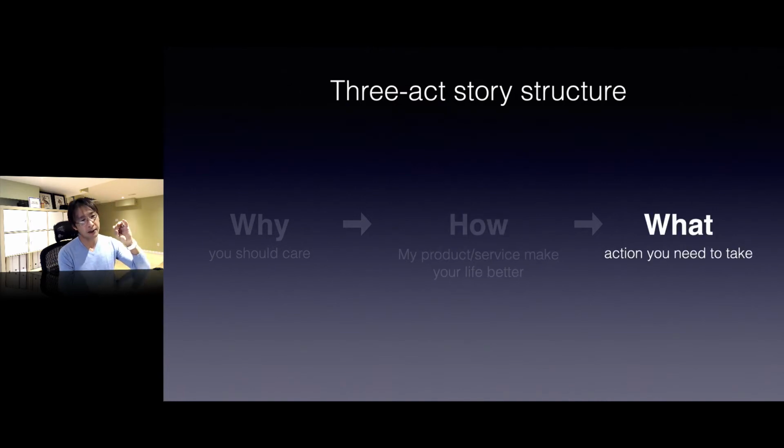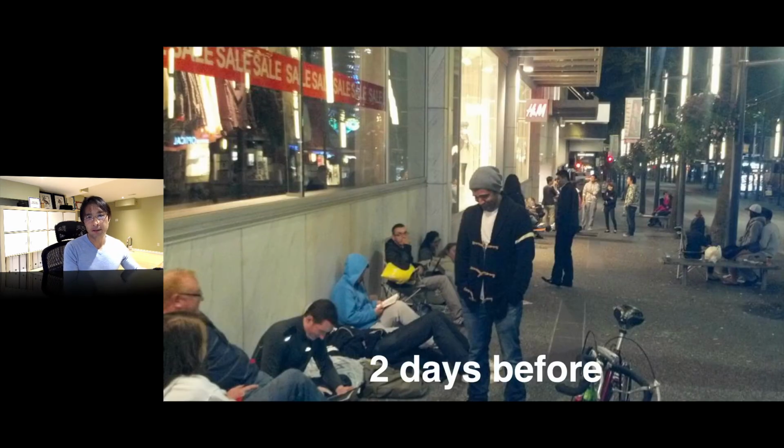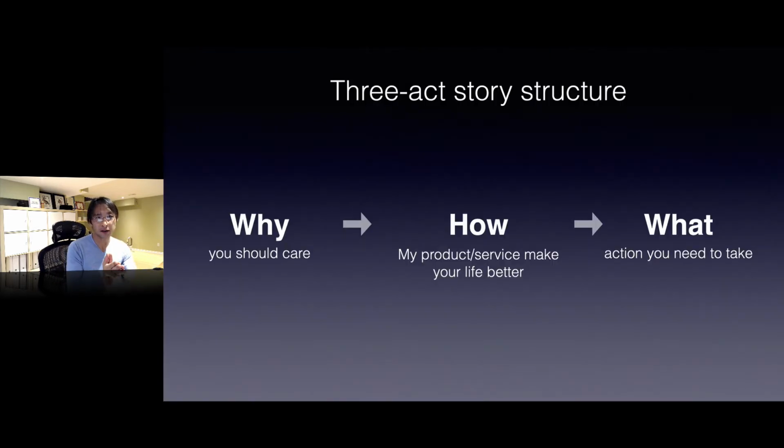Now, the last piece is what action you should take. And he says it's available June 29th, 2007 at any Apple store. And then what happened was this: people lined up. That was 2 days before the launch. So those three structures started with why, and how, and what action you need to take.